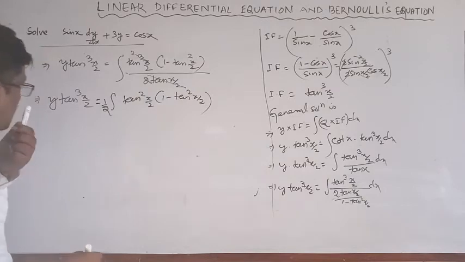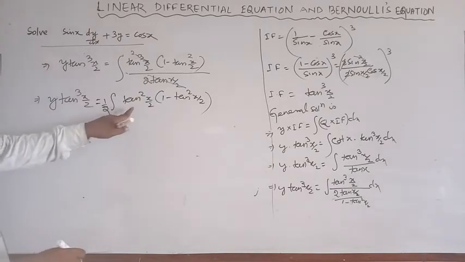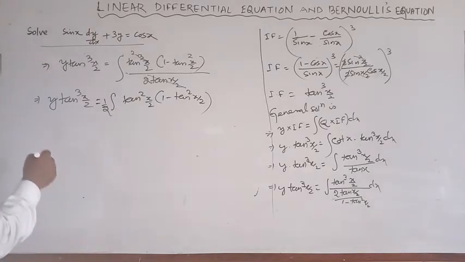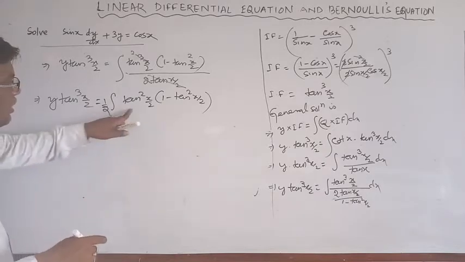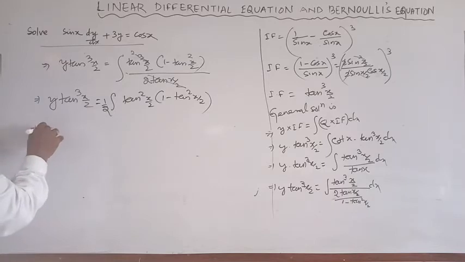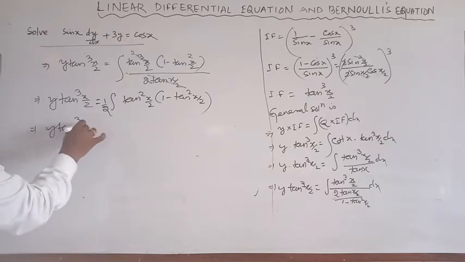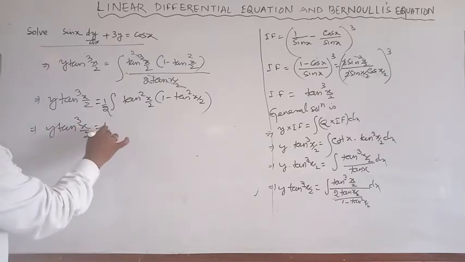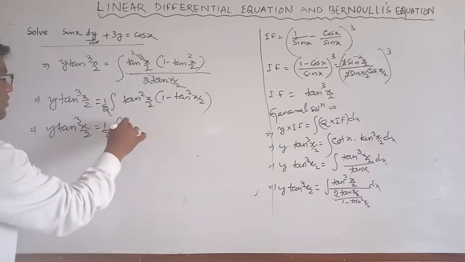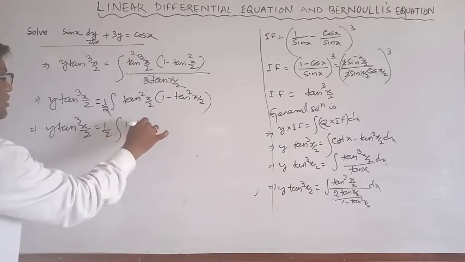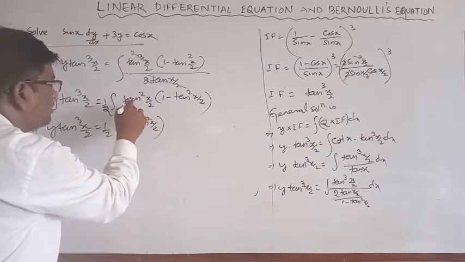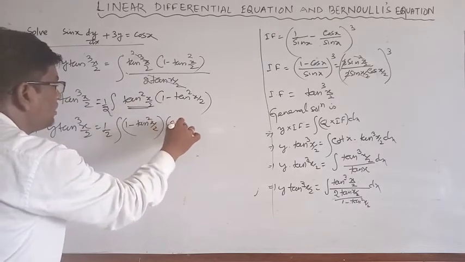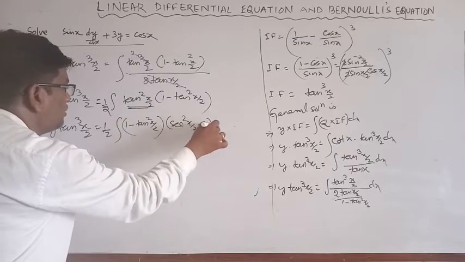Okay, so what is here? That is tan square x by 2, which means sec square x by 2 minus 1. We can write here, y tan cube x by 2 is equal to 1 by 2 integration of what? 1 minus tan square x by 2 here. And for this we can write sec square x by 2 minus 1 into dx.